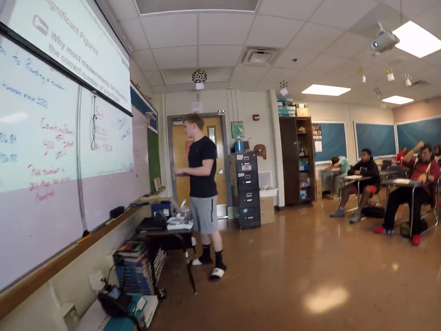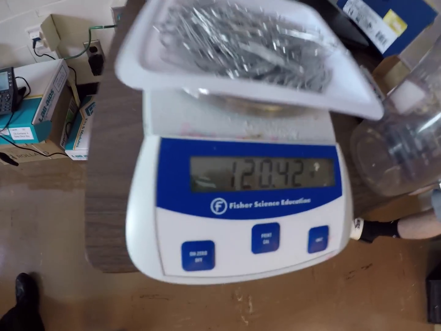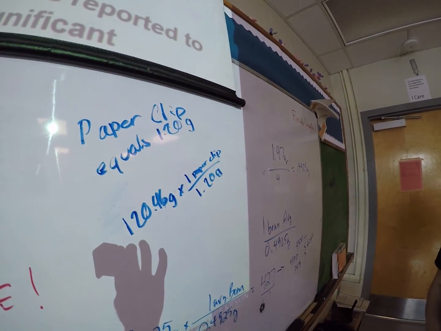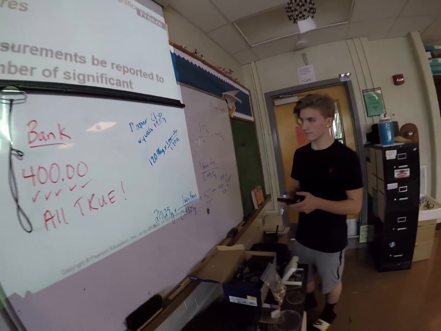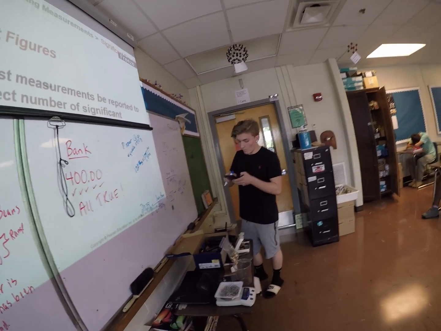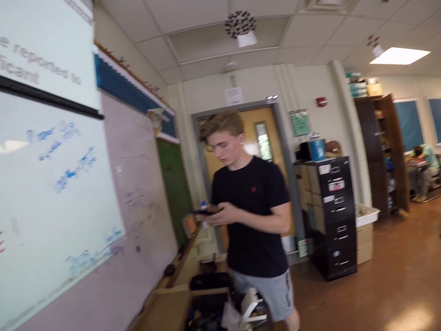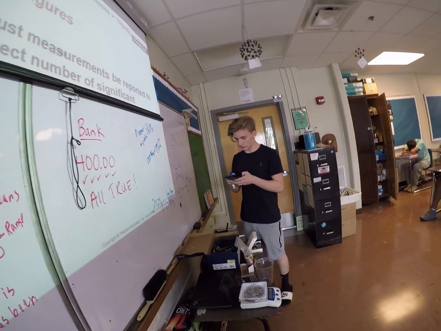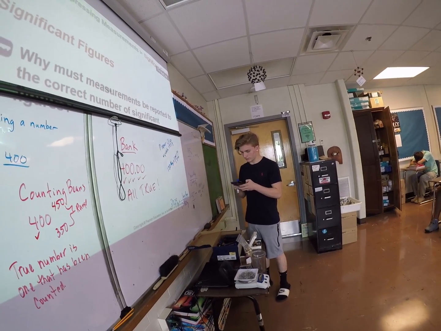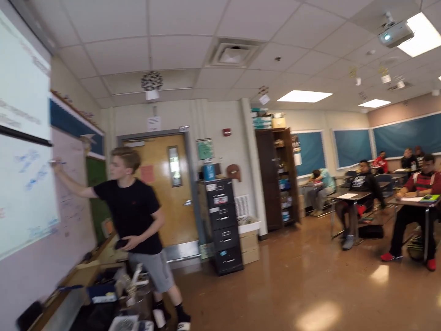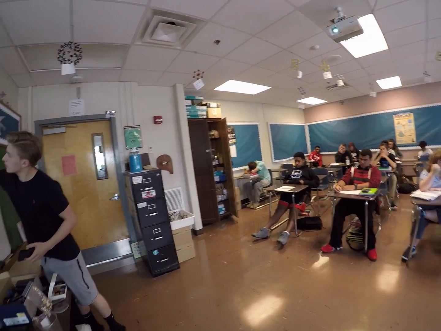Okay, so your total mass for all the paper clips, 120. And you've got 120 total mass divided by the one paper clip. And what's your total number of paper clips calculated to be? 120.46 divided by 1.20. 100. Okay, so he calculated 100, right?